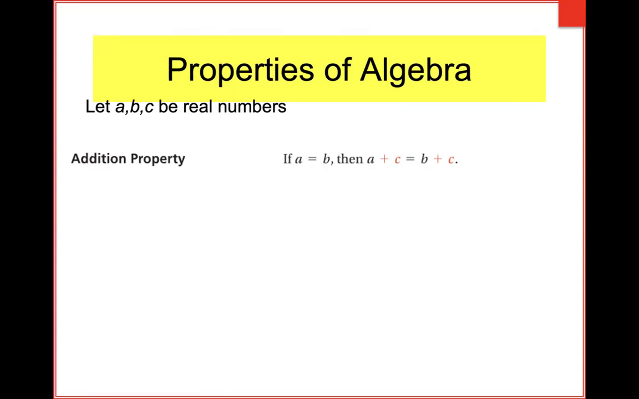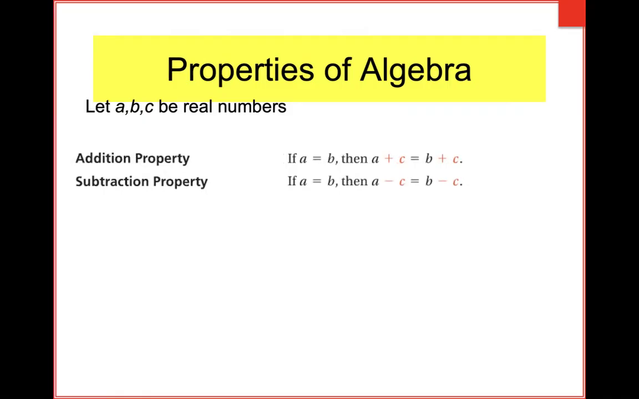So I'm going to move to the second one. Well, if this one is true, I won't show you the details. If this one is true, then so is subtraction. So the second property is going to be called the subtraction property. So as you copy this one down, think about the following statement.